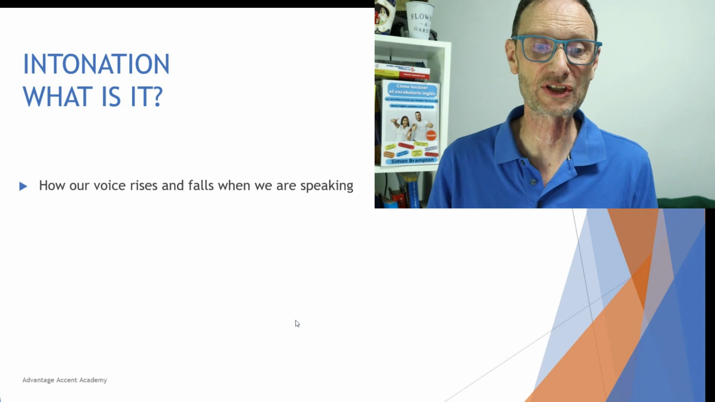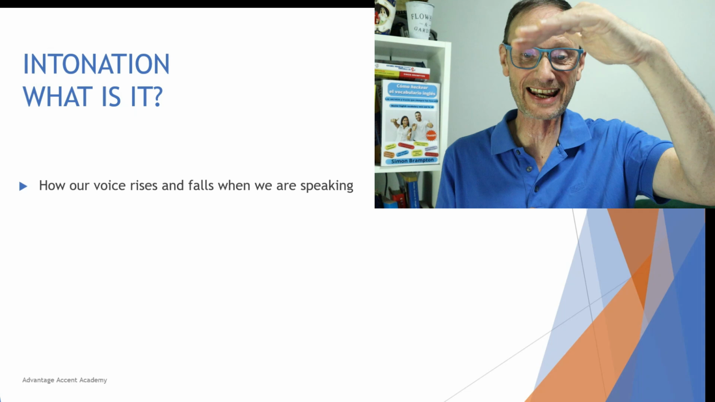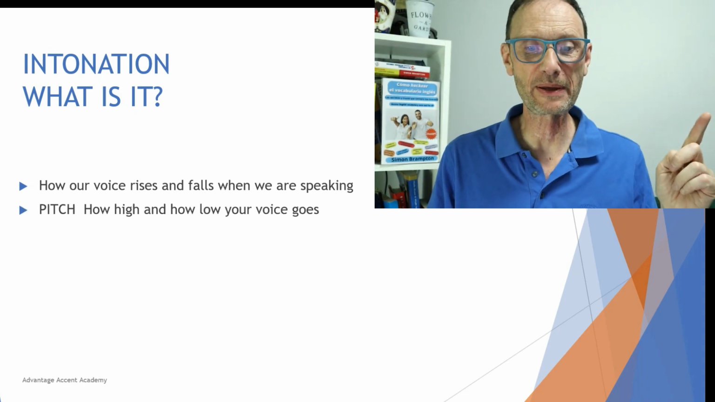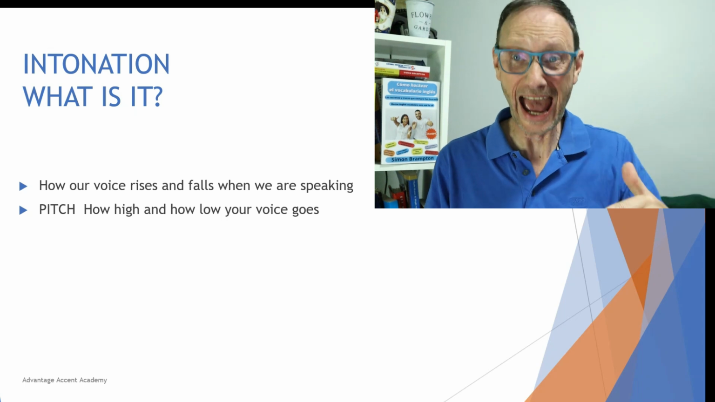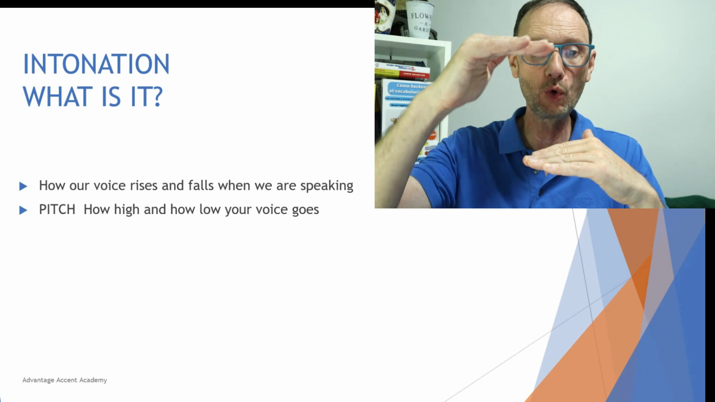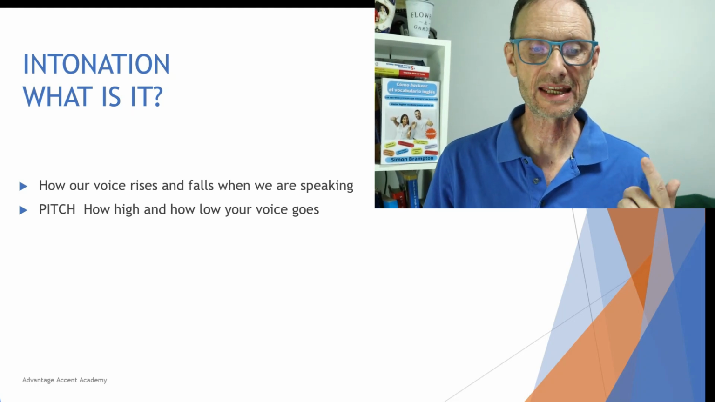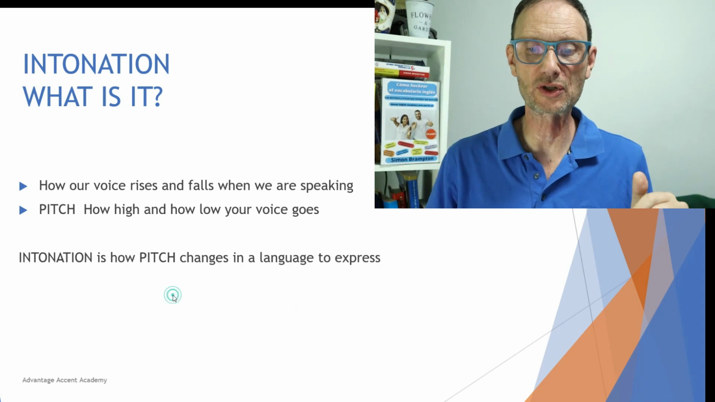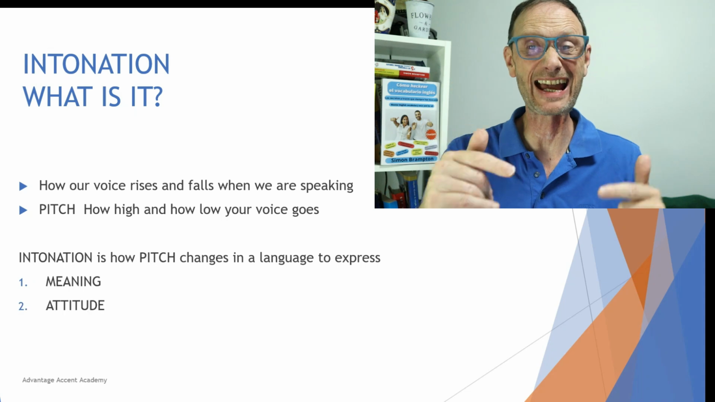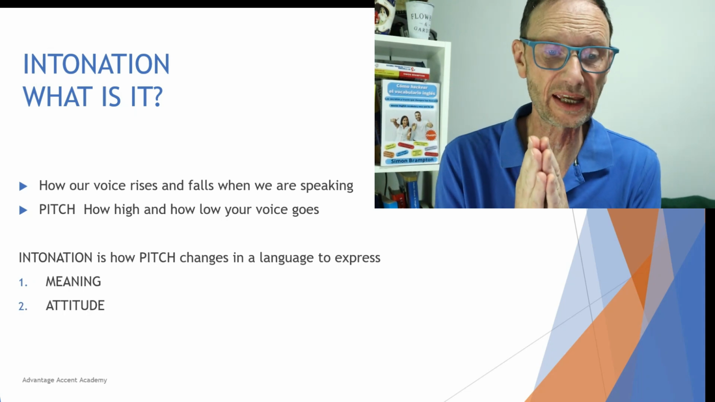what is it? Well, intonation is how our voices rise and how they fall when we're speaking. So the pitch is how high and how low your voice goes. The pitch, the difference in high and low. Now, the intonation is how it changes in a language to express meaning, as we said, and attitude, which we also said. So let's look at some more examples of meaning.